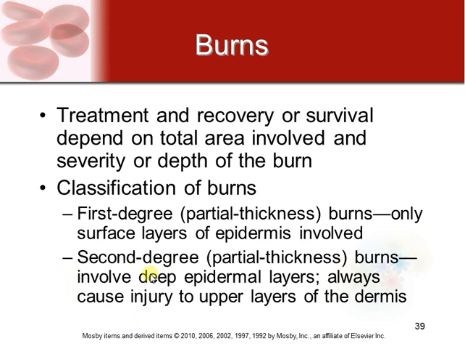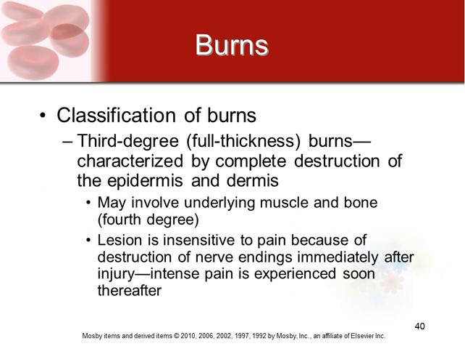Then you can also have a second-degree burn. That's a partial thickness burn, but it involves the deep layers of your epidermis, and because of that it damages the upper layers of your dermis as well. Then you can have a third-degree burn, which is a full thickness burn, and that's because it has completely destroyed your dermis and your epidermis. It can start to involve some of your underlying tissues as well, and we refer to those as fourth-degree burns. So if I burn my hand and it goes through my epidermis and my dermis, but it also burns some of the muscle tissue underneath, that will be a fourth-degree burn.